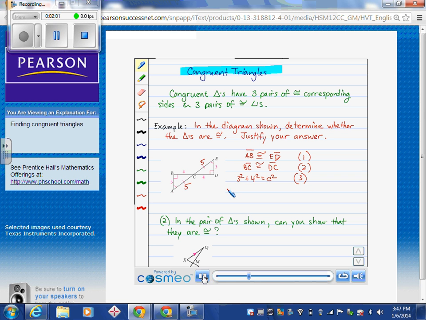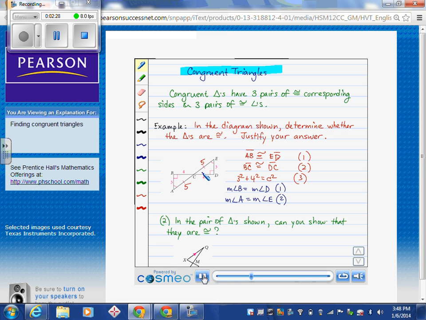Well, I see that the measure of angle B is equal to 90, and the measure of angle D is equal to 90, so let's switch colors here. The measure of angle B is equal to the measure of angle D. So there's one pair of corresponding angles. It looks like the measure of angle A is equal to the measure of angle E, or simply angle A is congruent to angle E. So there's a second pair of angles.